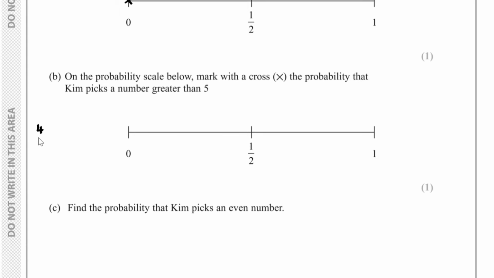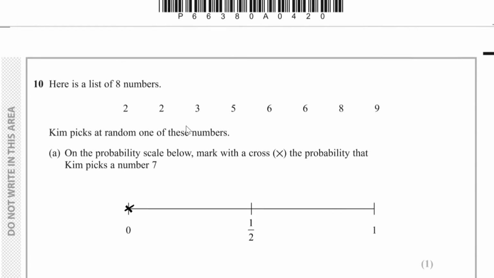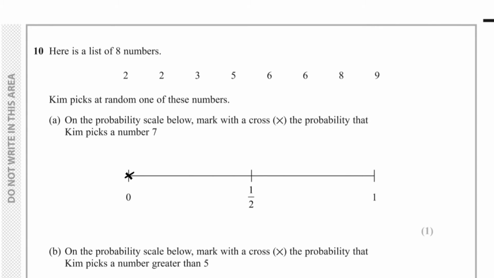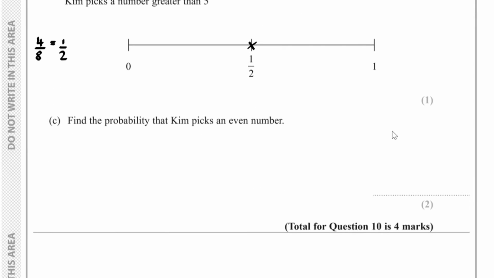So we've got 4 out of 8, which would simplify to 1/2. So we mark with a cross this 1/2. Then for part C, we have to find the probability that Kim picks an even number. Well, how many even numbers do we have? We've got 1, 2, 3, 4, 5 of them. There are 5 even numbers out of 8. So the probability is 5/8.